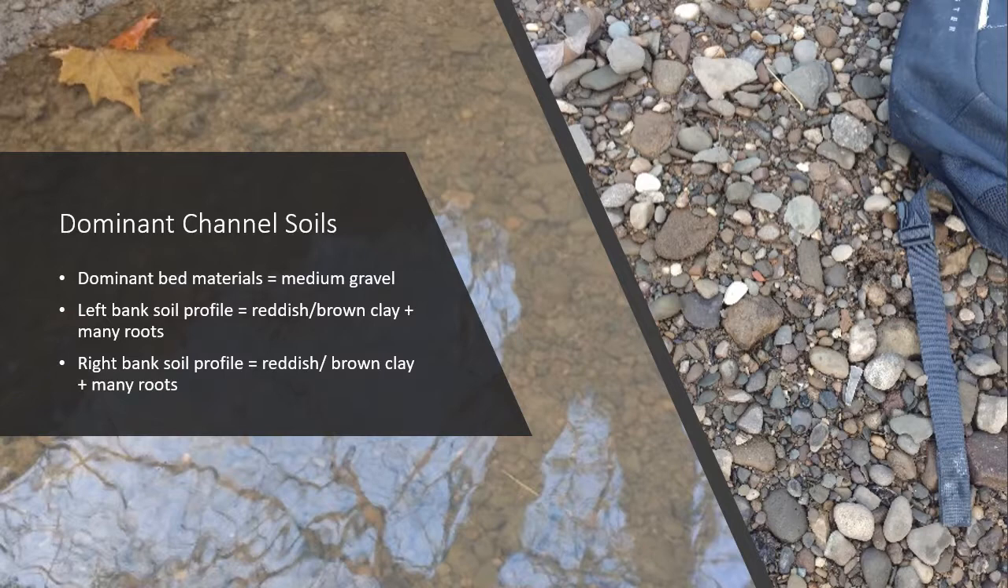The dominant channel soils were a reddish brown clay on both sides, and there were lots of roots sticking out too for extra protection. This will help protect it from erosion. And the actual bed materials of the stream seem to be mostly gravel, but there was a wide variety of particle types, anywhere from silt all the way to medium-sized boulders.